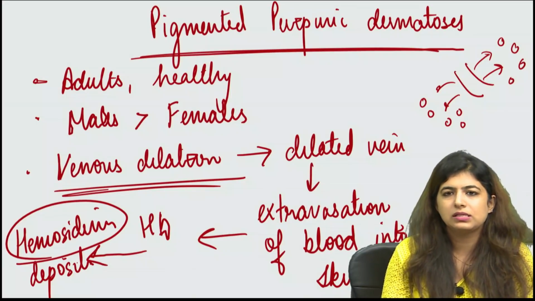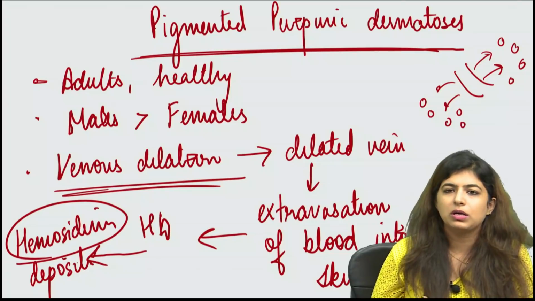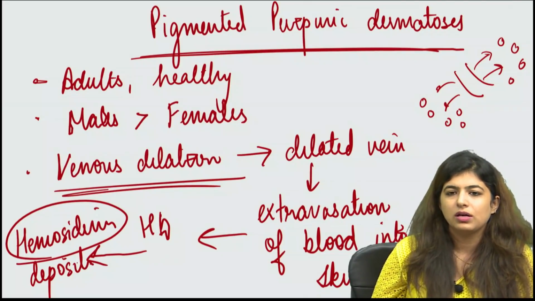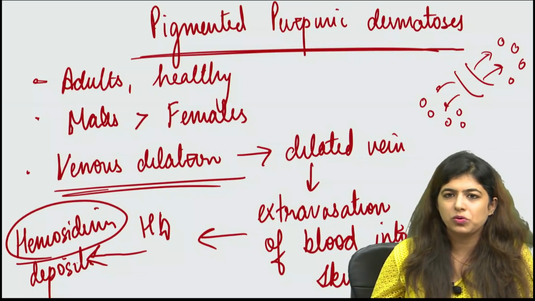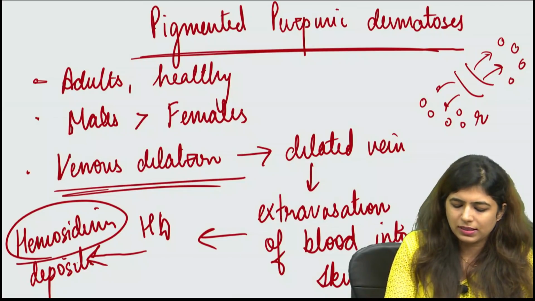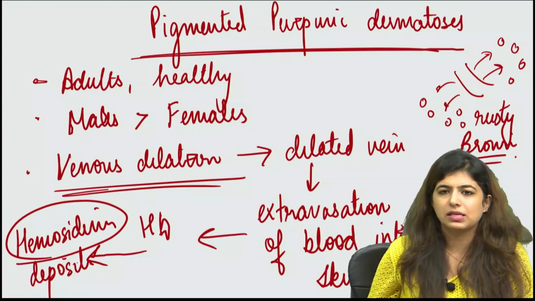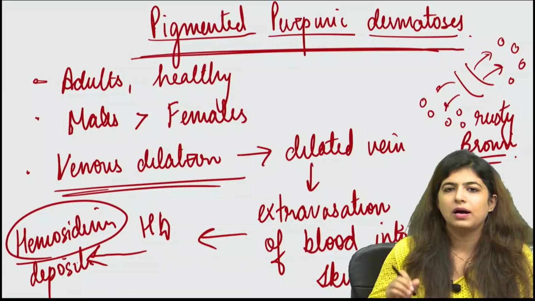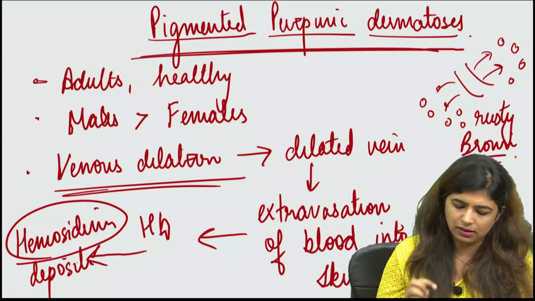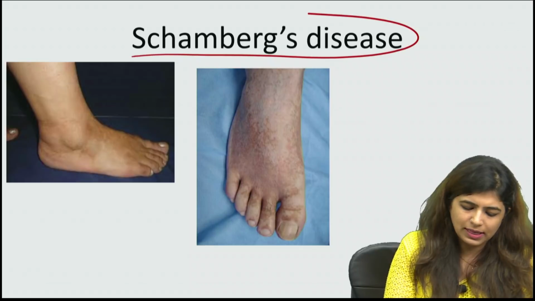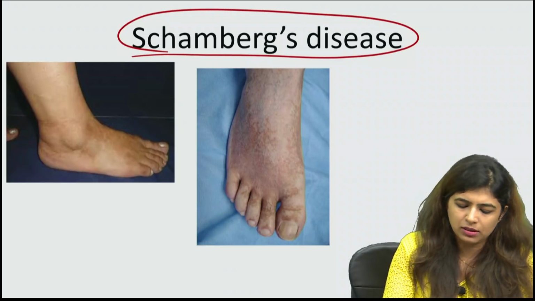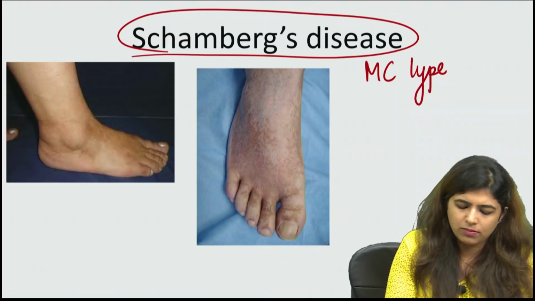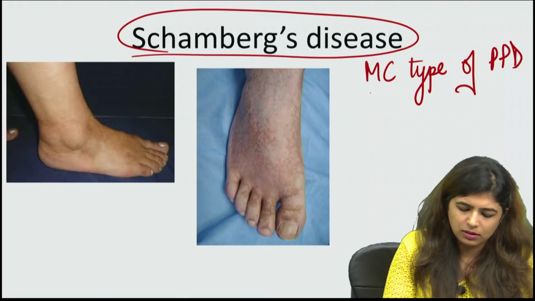Hemoglobin is metabolized, it is reabsorbed from there, good. But when it is not metabolized, it stays there. Sometimes that hemoglobin can convert to hemosiderin, which stays in the skin, leading to a rusty brown pigmentation in the skin. So this is what we mean by a pigmented purpuric dermatosis, blood deposition in the skin. Now, the most common type of PPD is Schamberg's disease. This is the most common type of pigmented purpuric dermatosis.